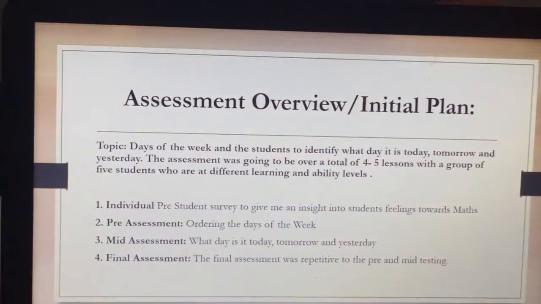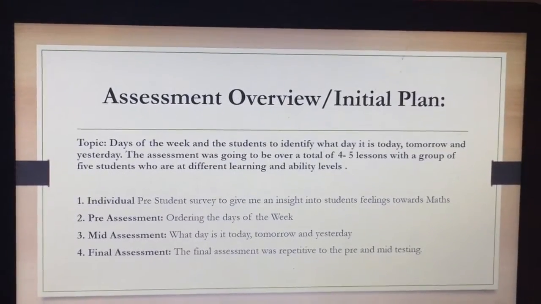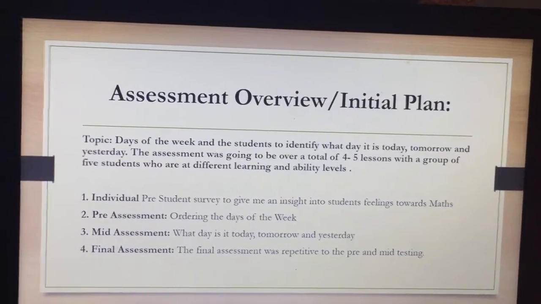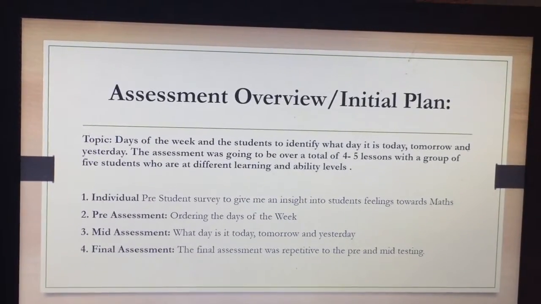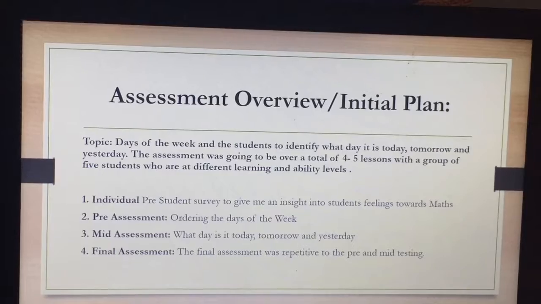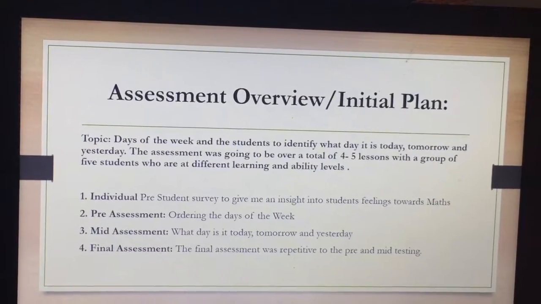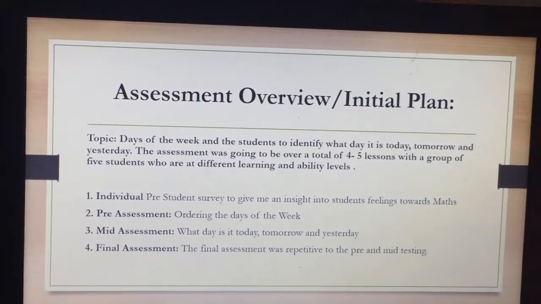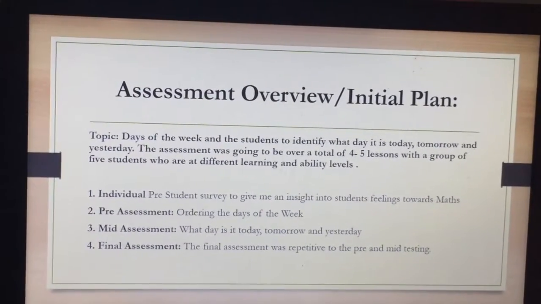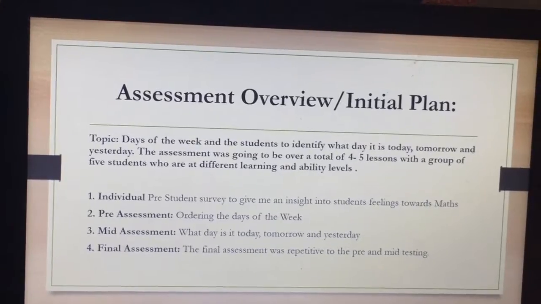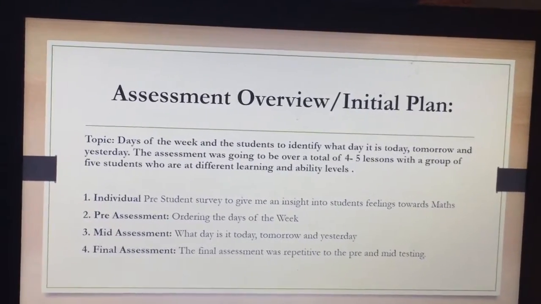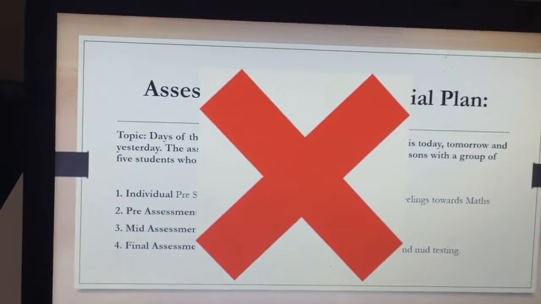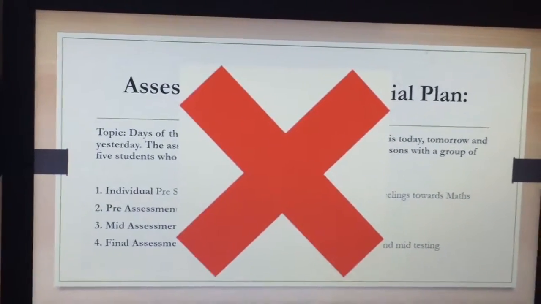So my assessment overview and initial plan: my topic, the days of the week, and students identifying what day it is today, tomorrow and yesterday. The assessment was going to be over 4 to 5 lessons with a group of 5 students who are at different levels and abilities. The first was their pre-survey, which again gave me an insight into the students' feelings towards maths. The pre-assessment was ordering the days of the week. The mid-assessment was what day it is today, tomorrow and yesterday. And the final assessment was repetitive to the pre and mid-testing. But unfortunately, that didn't go to plan and changes had to be made.